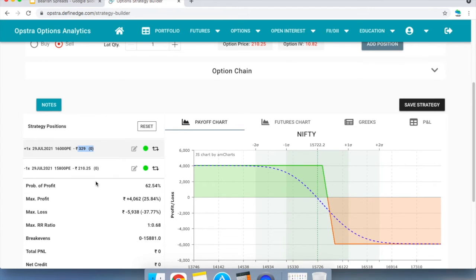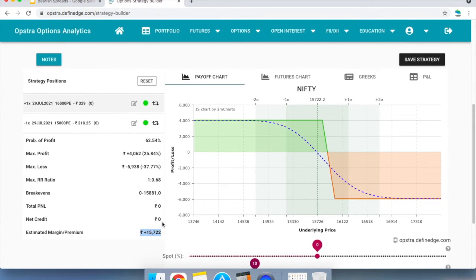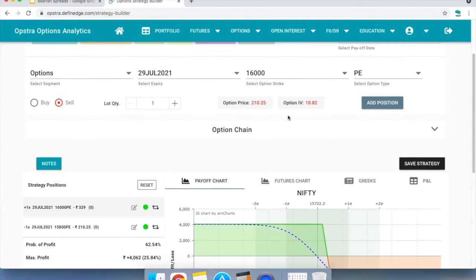Net premium is 329 minus 210, multiplied by 50, will give you the maximum. So you see the profitability, a 60% chance is there. Total capital that is going is only 15,000 for one lot if you're taking. So that gives a lot of premium advantage also, right? So this is a bear put.